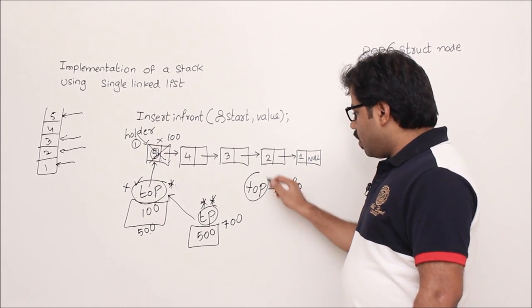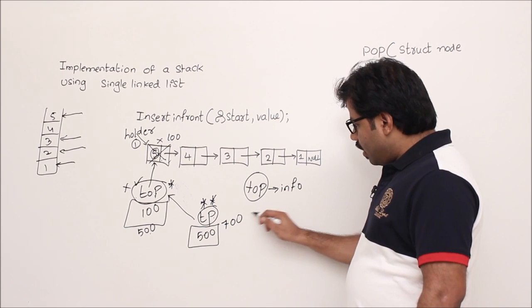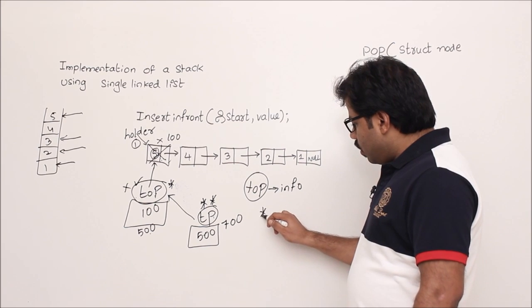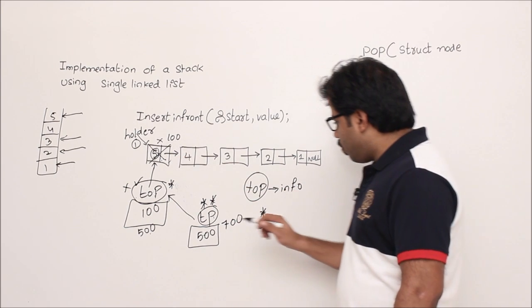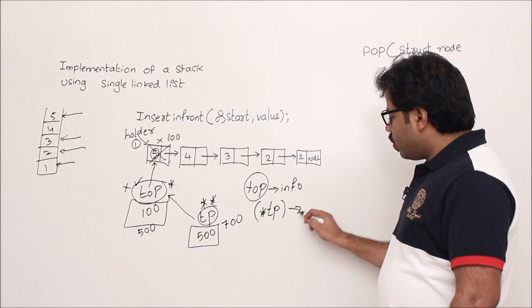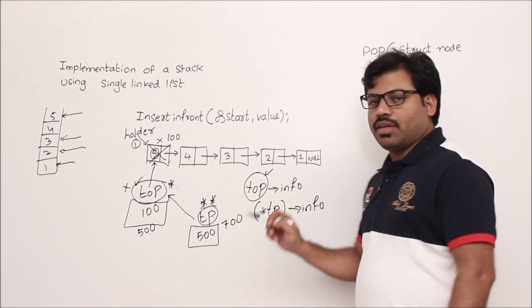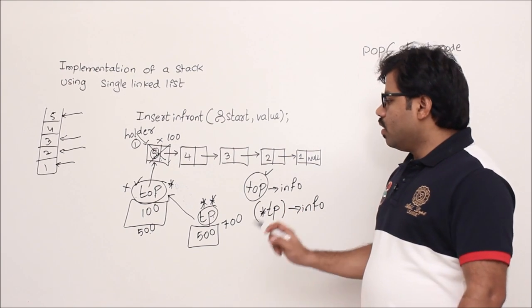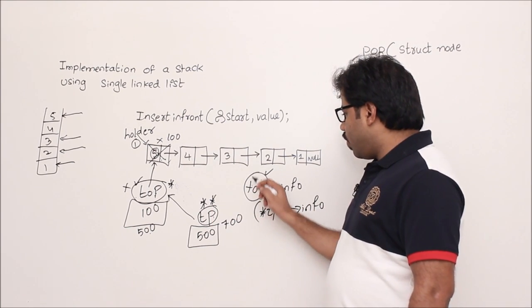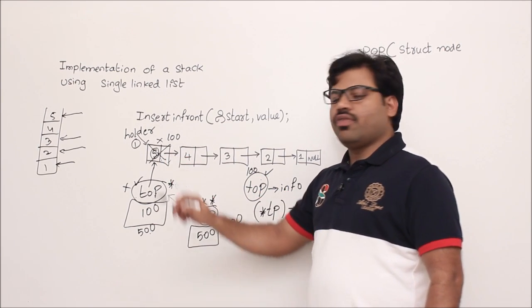Now since top is not visible, if you have any other link, what is that? TP. Then using TP you can refer to top. For that, simply write (*TP)->info. Both are the same. So from now onwards, in place of top I write *TP. Why it works I will tell you. First of all, you tell me what is top->info. What is top? 100. So 100->info.